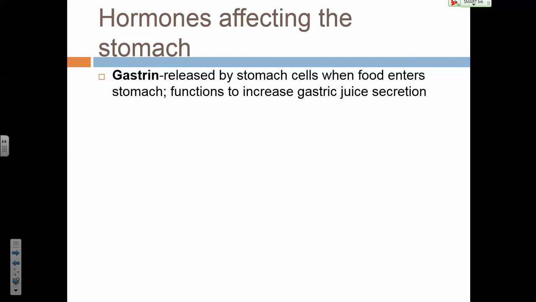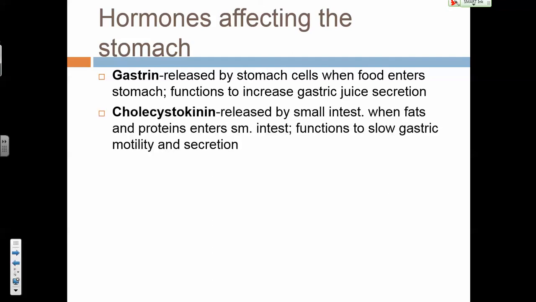Gastrin is released whenever anything moves into the stomach. You can actually start producing gastrin just by thinking about food. When you're hungry, you're thinking about food, your stomach starts gurgling. That's one phase of gastrin release. Your book gives a lot of effort to all the phases of gastrin release. You don't need to know that. Just know that it causes gastric juice secretion to increase whenever food gets there.